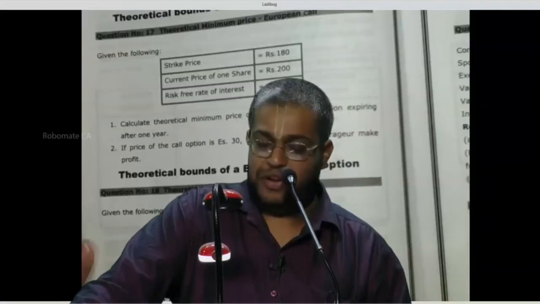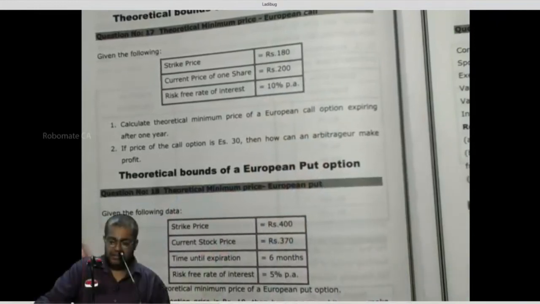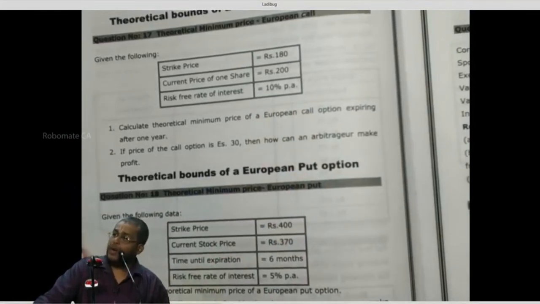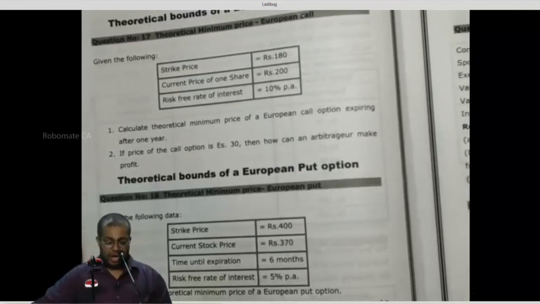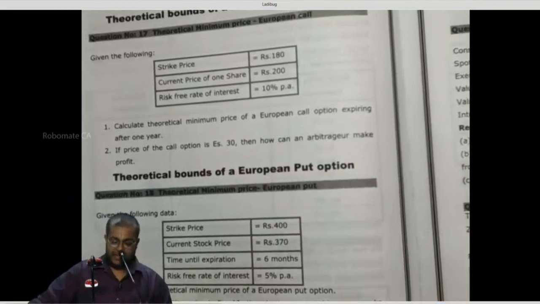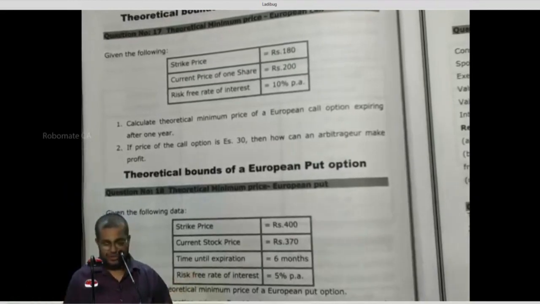Now, let us start with problem number 17. Given the following: strike price 180, current price of one share 200, risk-free rate of interest 10%. Calculate the theoretical minimum price of a European call option expiring after 1 year. If the price of the call option is rupees 30, then how can an arbitrageur make a profit is the issue. Okay, see.